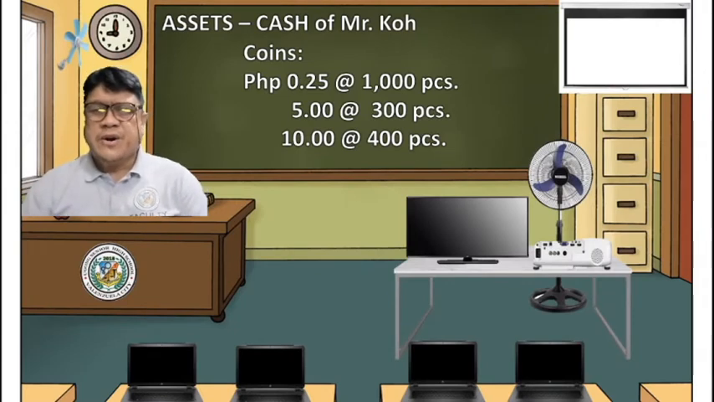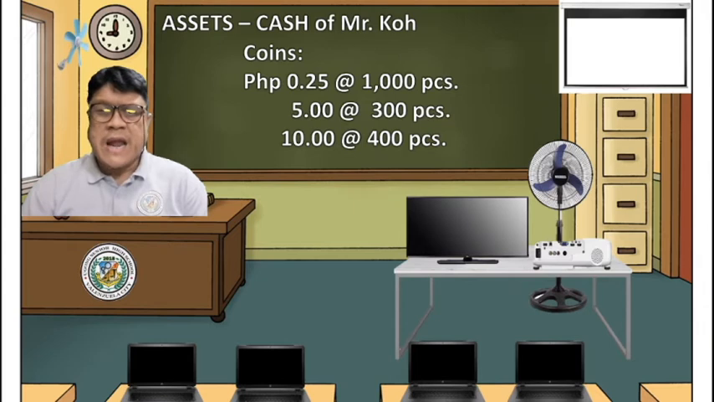Cash of Mr. Ko. 1,000 pieces of 25 centavos. 300 pieces of 5 pesos. 400 pieces of 10 pesos. How much is the total coins? Very good.